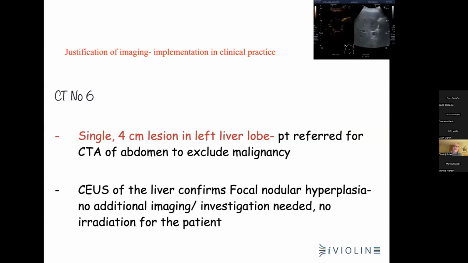And the last is a patient with a single 4 centimeter lesion in the left liver lobe, referred for abdominal CTA to exclude malignancy. We changed that. We did a contrast enhanced ultrasound of the liver. We confirmed focal nodular hyperplasia, and no additional imaging or investigation was needed, and no irradiation for the patient was necessary.